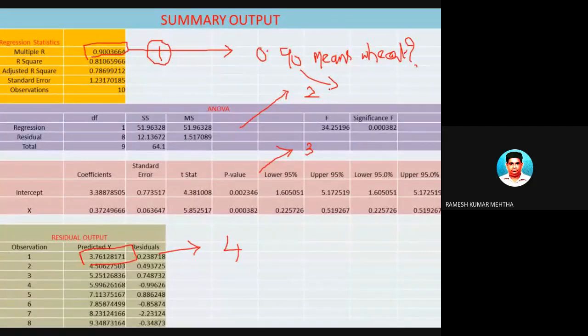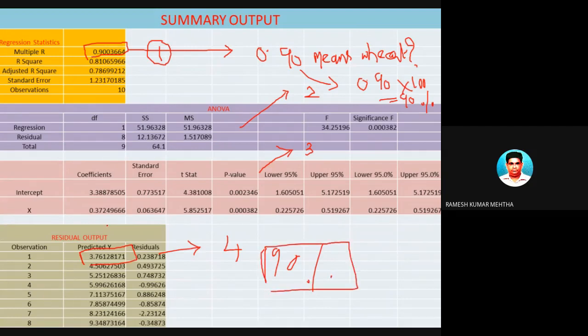The answer is to multiply this with 100, and you will get 90. Whenever you multiply anything with 100, you get a percentage, so here the answer is 90 percent. Now what is this 90 percent? Very important. This is the first result, and I am explaining the meaning of this particular 90%.